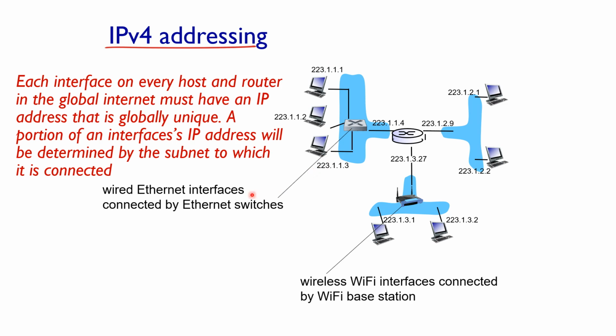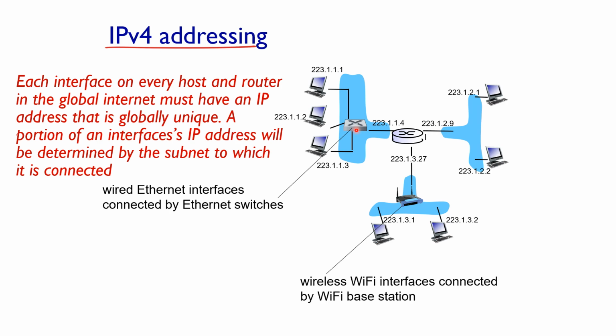For each device, for each host, there will be an Ethernet switch connected, and the switch is actually connected to the router. This is the actual configuration. A subnet is formed with the help of a switch, and the switch is connected to the interface of a particular router. Each interface on every host and router in the global internet must have an IP address that is globally unique.